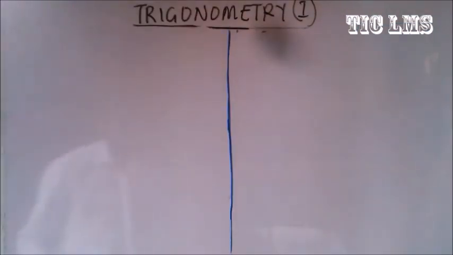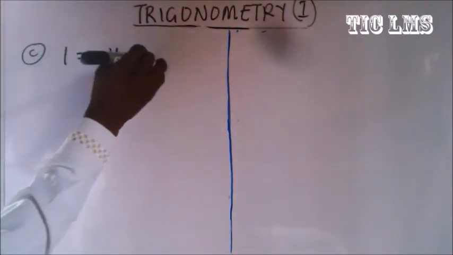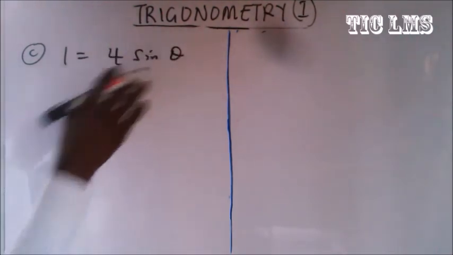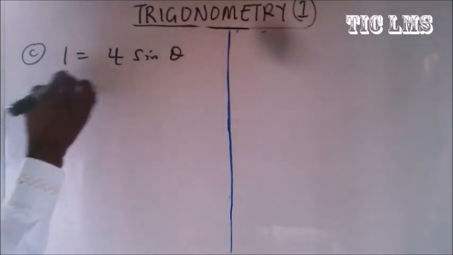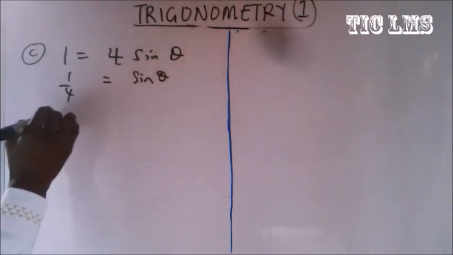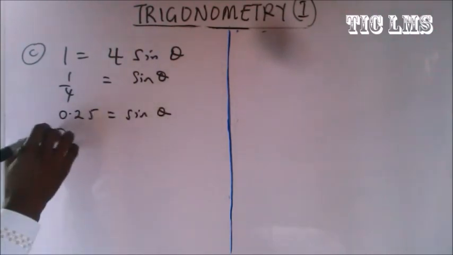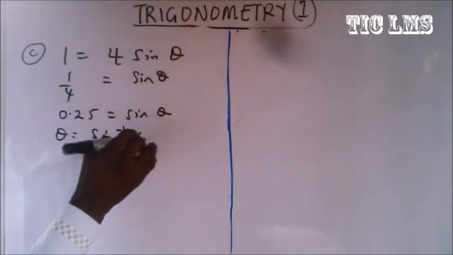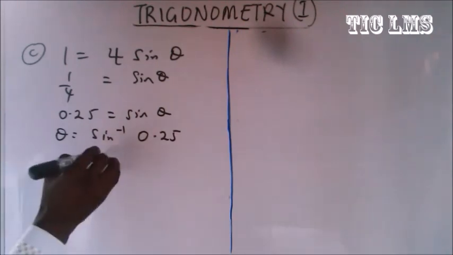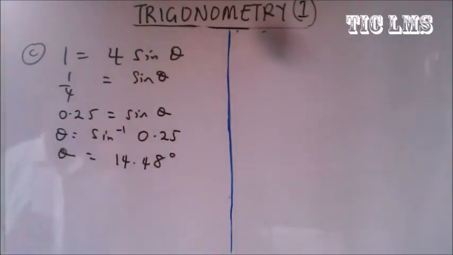All right, so the next one we have is C, which is 1 equals 4 sine theta. We have to find the value of theta. So we have sine theta equals 1 over 4, which is 0.25. Hence, theta equals arc sine of 0.25, and that gives 14.48 degrees.